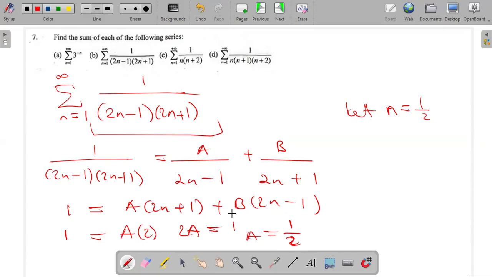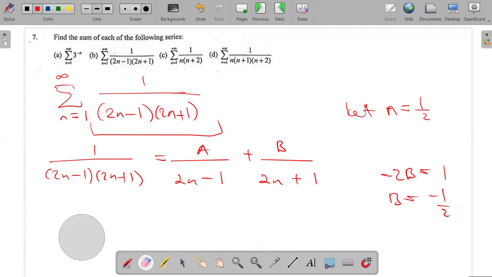I can do the same here. Letting n be negative half, the A term becomes 0. Then on this side, I get negative 2B equal to 1, so B is going to be equal to negative 1 over 2. So those are the two values that I am going to get. Then I can just replace them. Be happy, the exam is coming. Okay, so I found A to be half and B to be negative half.